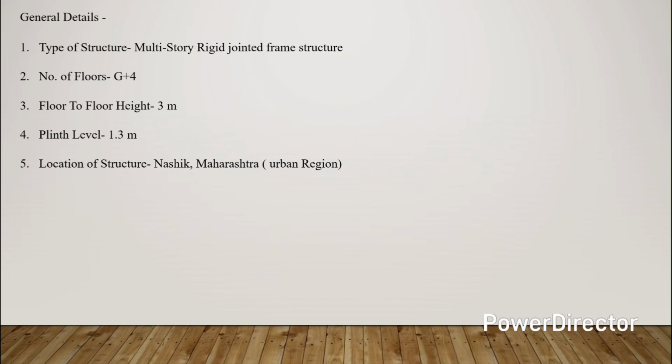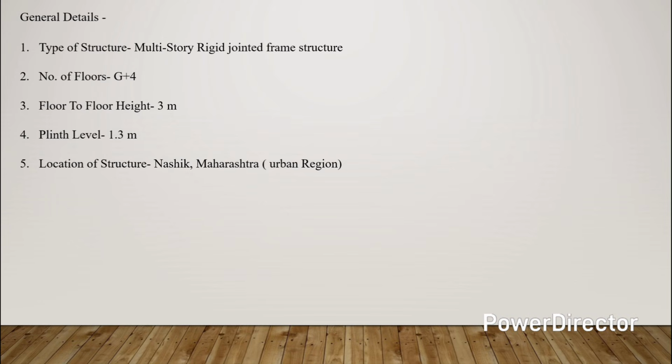So now let's note down the key information of the structure, the technical information we are assuming. So type of structure is multi-story rigid jointed frame. This means we are using a reinforced concrete frame system where beams and columns are rigidly connected. Number of floors are G+4.